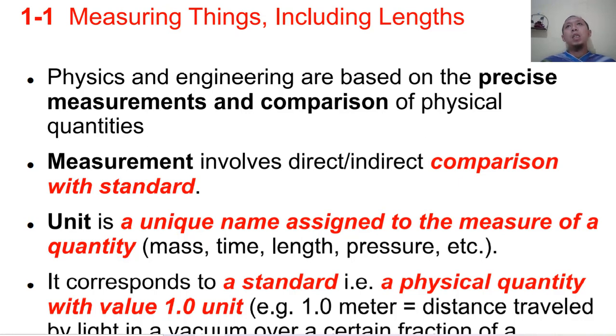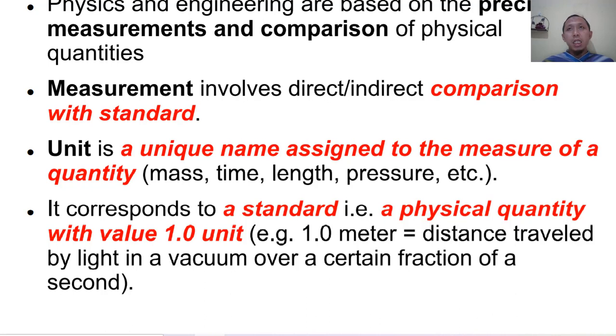It's like we want to see the distance from the engineering faculty to the main building of our campus. So we have to compare, or we have to measure using standards, like meters or kilometers or miles or something else. And then the unique name assigned to the measure of a quantity, like mass. We measure time, length, pressure, etc.